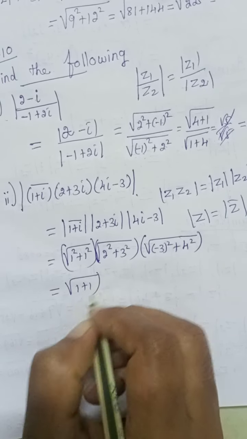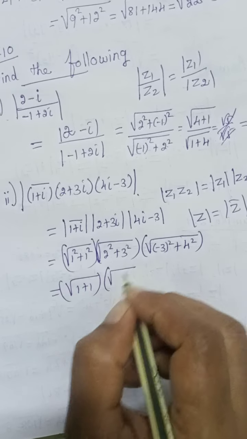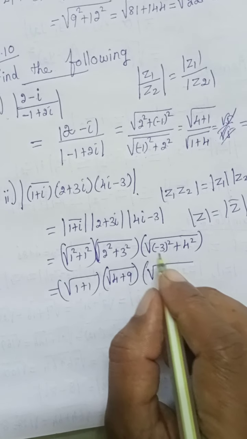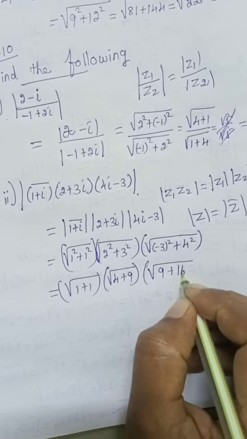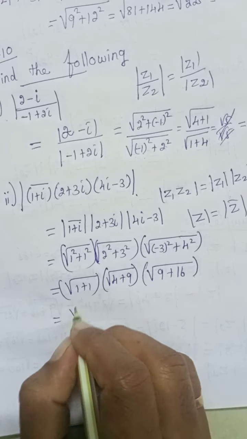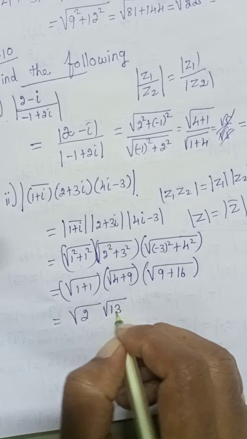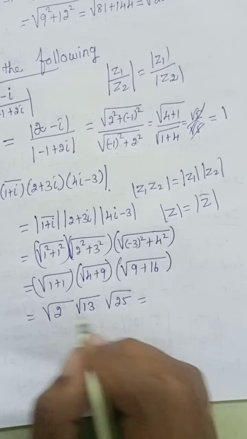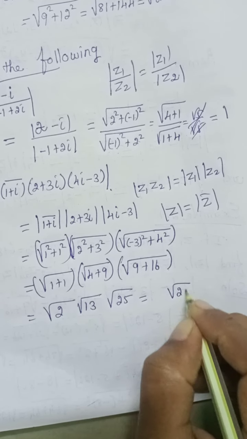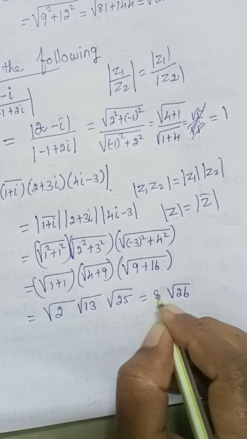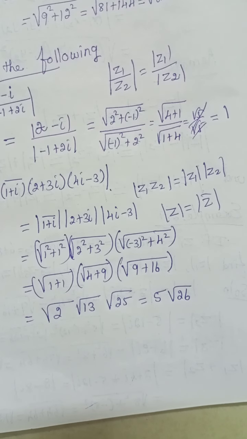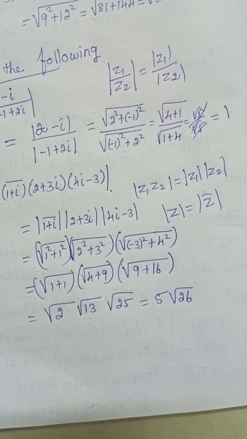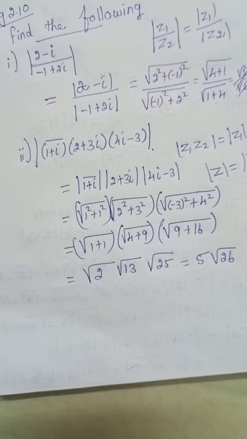This is root 1 plus 1 into root 2 square is 4 plus 3 square is 9 into root minus 3 the whole square, 9 plus 4 square is 16. So this is root 2 into root 13 into root 25. This root 2 into root 13 we can write as root 26. Root 25, we know 5 into 5 is 25, so we can take it out from the root. So our answer is 5 into root 26. Simple problems only, isn't it?